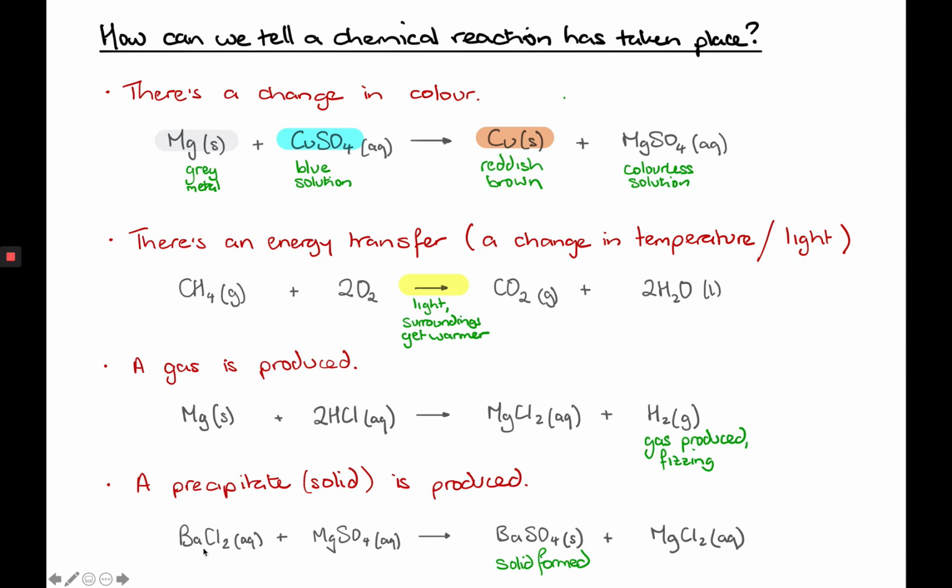So in the actual reaction, these would be two colorless solutions. And then when we added them together, the reaction took place, we would suddenly see this white precipitate formed. It would be very sudden and very noticeable. And so that's another sign that a reaction has taken place if you get a precipitate, which is a solid being formed. So it means the solid is precipitating out of the solution.